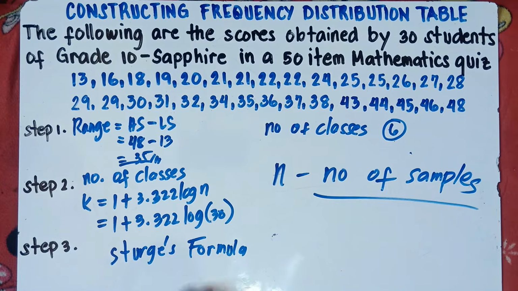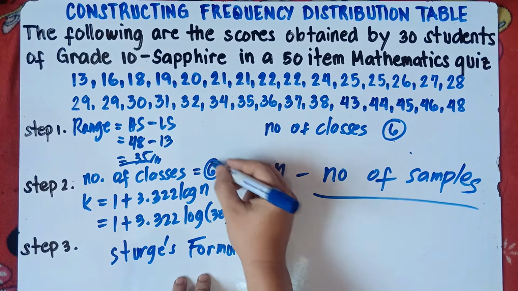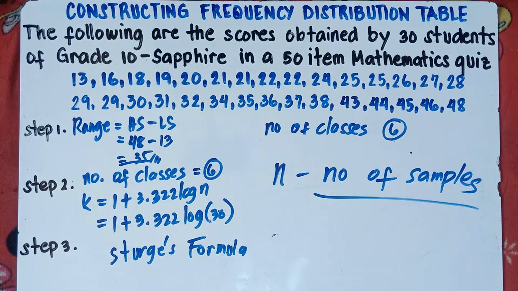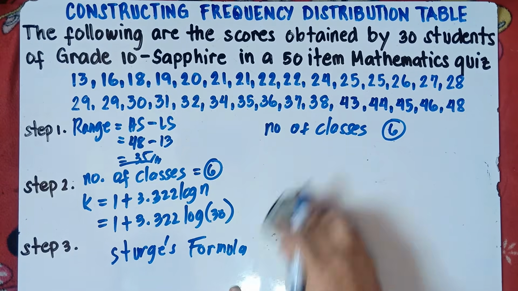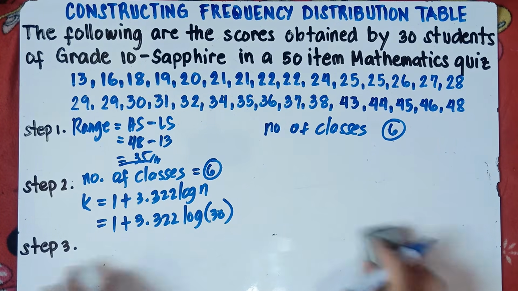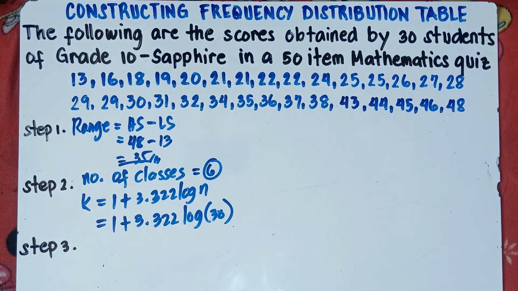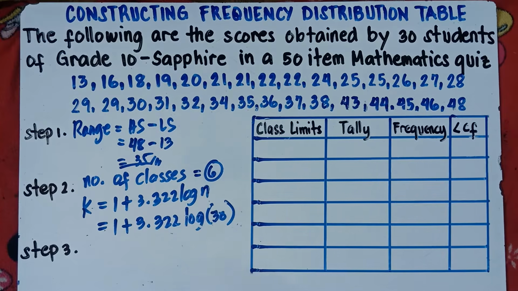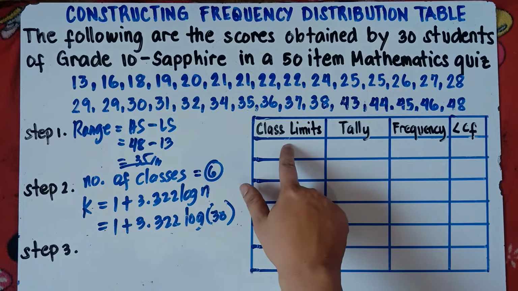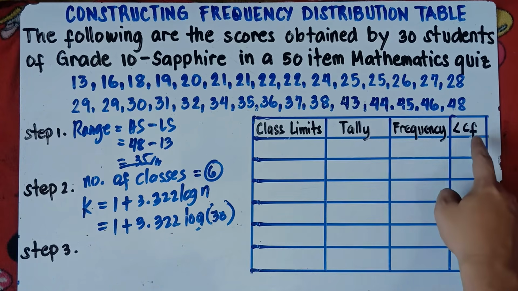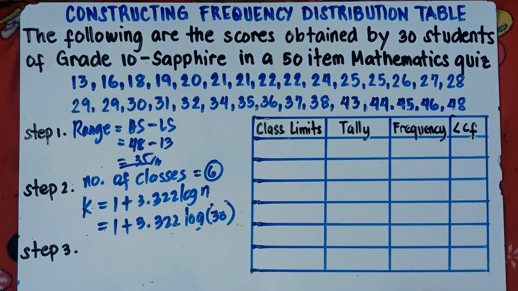We don't have enough space, class, so let me just write it here. Number of classes is 6. 5.91, we round up to 6. Once you get the number of classes, you can now proceed to making the table. So this will be our table. Our number of classes is 6, therefore we need 6 rows, not including the top because those are our labels. So we have the class limits, the tally, the frequency, and the less than cumulative frequency. Later on, we will find the class marks and the lower boundaries.